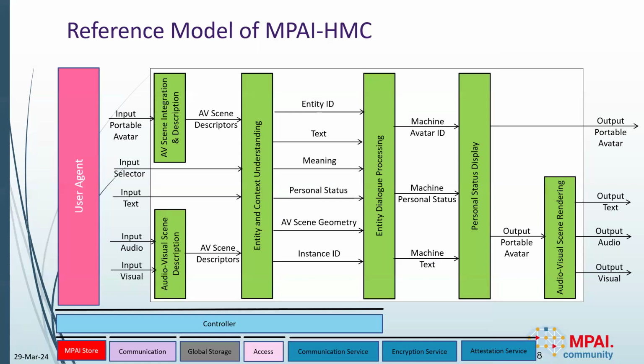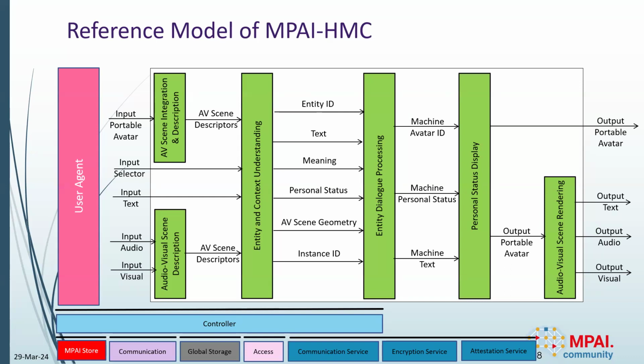Now we're going to present an overview of MPAI's human-machine communication spec. This is the specification's reference model or flow diagram. And as I mentioned a slide ago, there are two main input paths, toward a machine or toward a human. In the first path, a portable avatar serves as the input, and in the second, the input is instead audio and visual material. But either way, the output is a set of audiovisual scene descriptors, and these go to an entity context understanding module, which produces several results of that understanding.